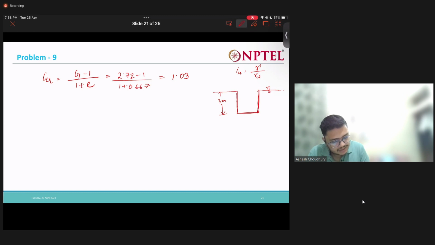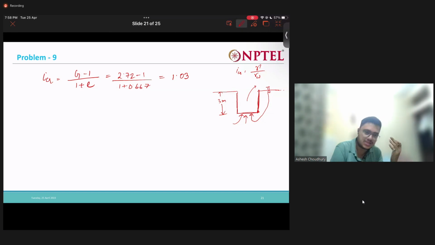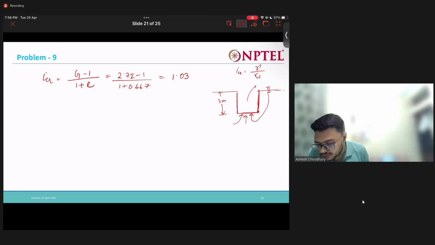So what will happen is that due to the excavation, you will pull out the water from here. Water will try to enter from all sides, so this will put an upward seepage force. Due to this seepage force, the possibility is that there will be a quicksand condition.